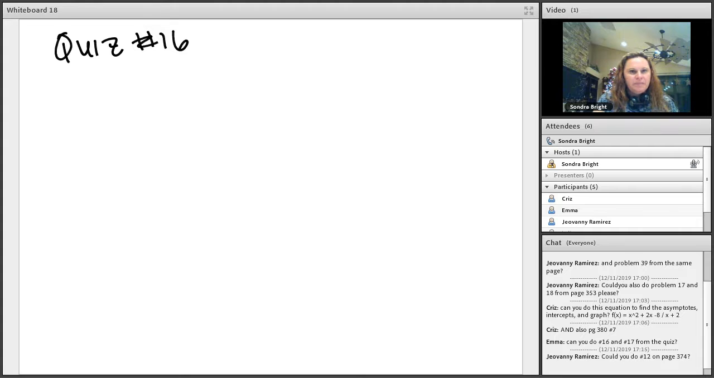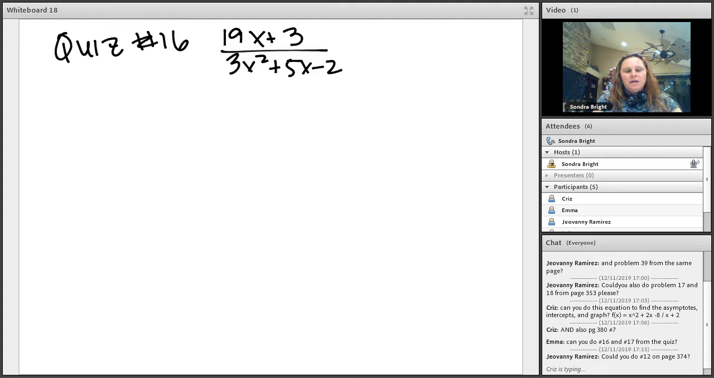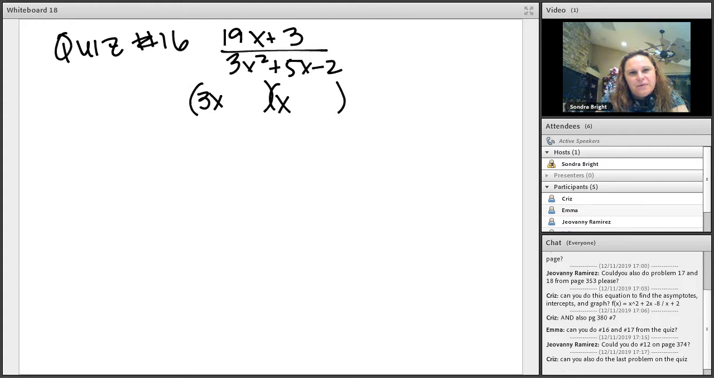So they want you to decompose (19x + 3)/(3x² + 5x − 2). All right, so what you want to do is factor this, which will be a 3x and an x, and we want a positive 6. That's what's going to work. So (3x − 1)(x + 2). Okay, so that's how that factors.